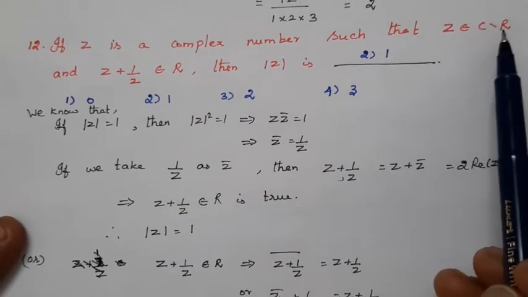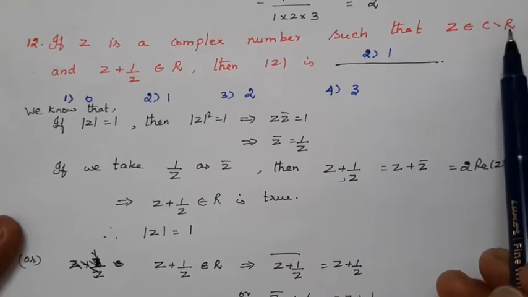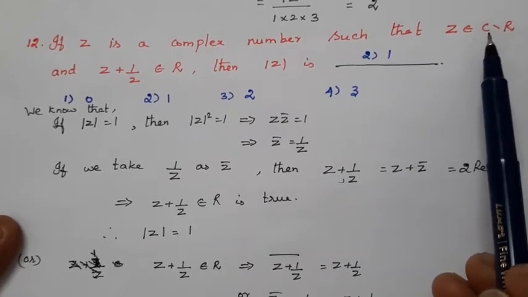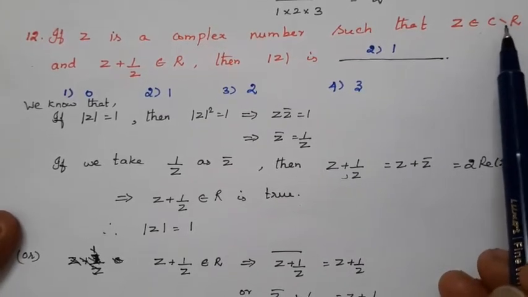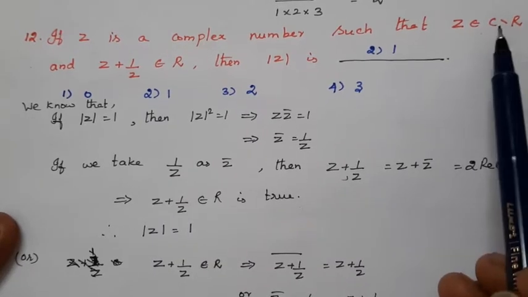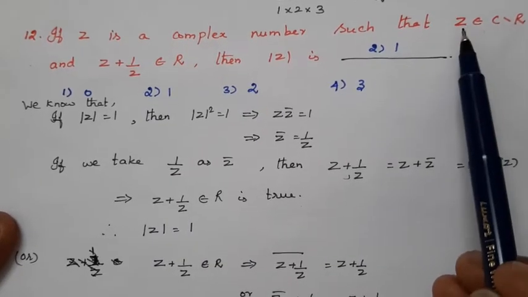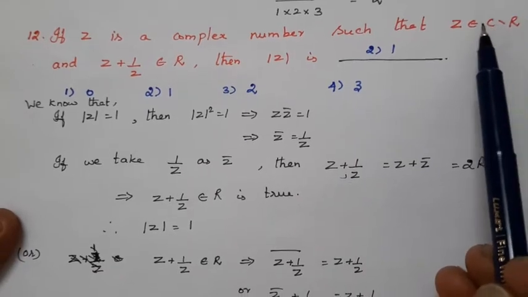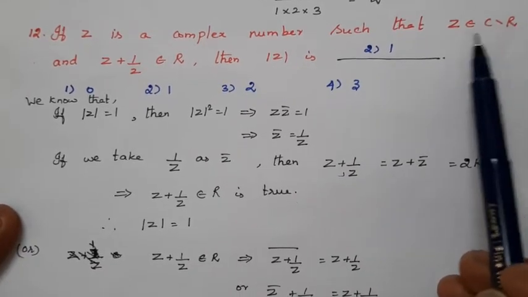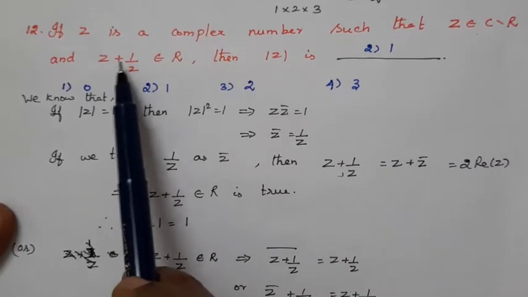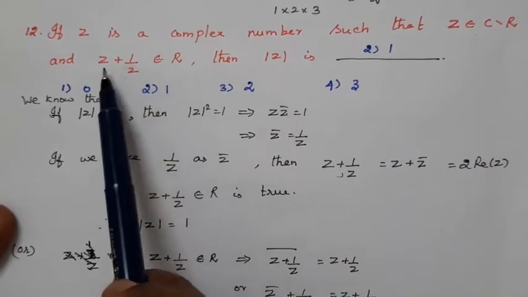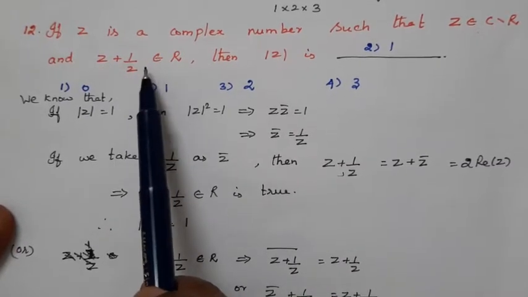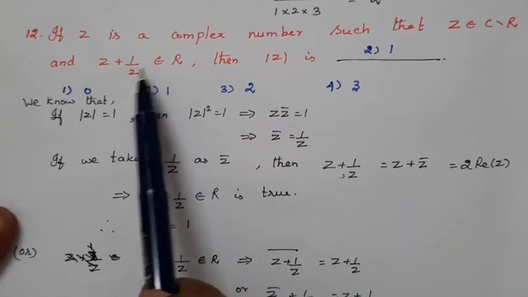Z belongs to C minus R means R refers to real numbers and C represents complex numbers. That means all the real numbers have been taken out, only complex numbers are given, so z has both the imaginary part and real part. Imaginary part won't be 0. That is the meaning for this. And here z plus 1 by z belongs to R means z plus 1 by z is purely real. It has no imaginary part. That is the meaning for this symbol.